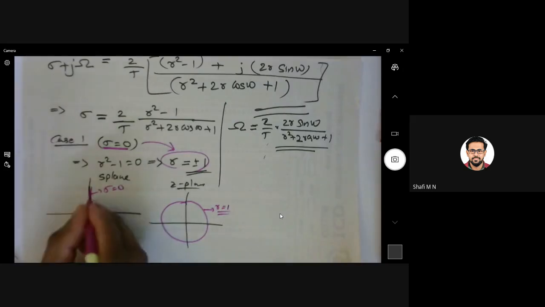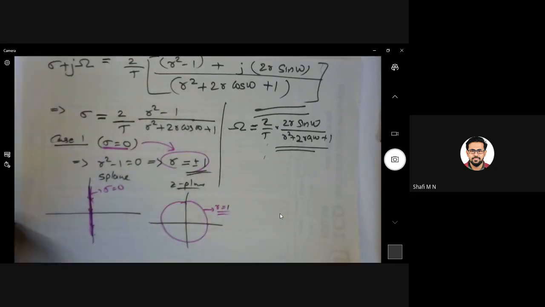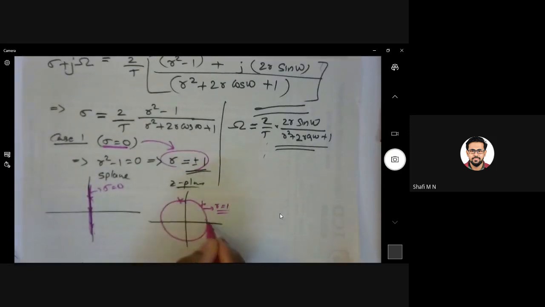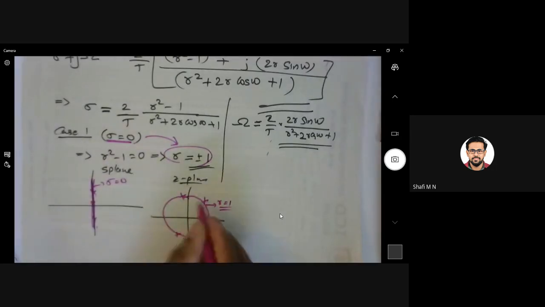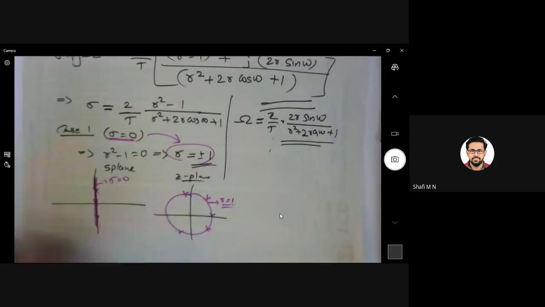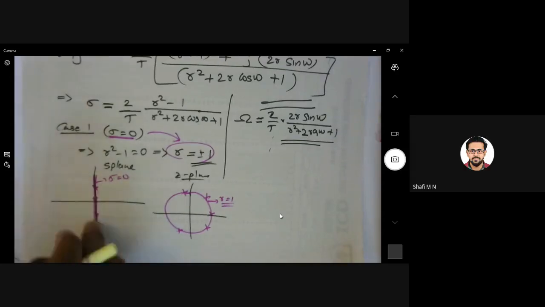So my question is, what about the poles in this? All the poles in the j omega axis, sigma equal to 0 axis, will be transferred to the unit circle. What about their stability? Stability will not be lost. You are perfectly stable. You were on the verge of stability over here. Here also you are on the verge of stability.